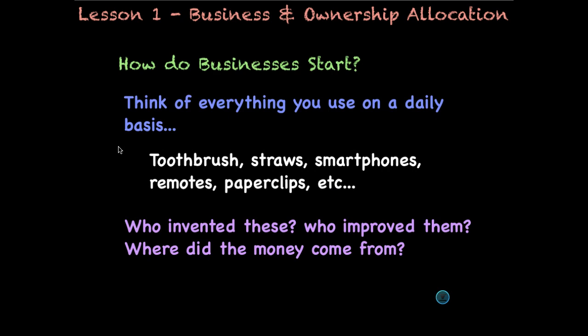So how do businesses start? Think of everything you use on a daily basis, from things that are very complex and electronic to more simple things. Think about toothbrushes, straws, smartphones, remotes, paper clips, all those types of things. Who invented these? Who improved them? Where did the money come from to be able to develop these, to research and then develop, produce, and distribute those?